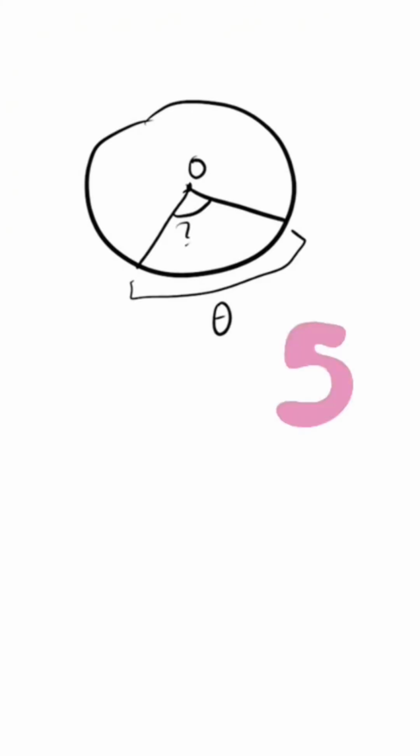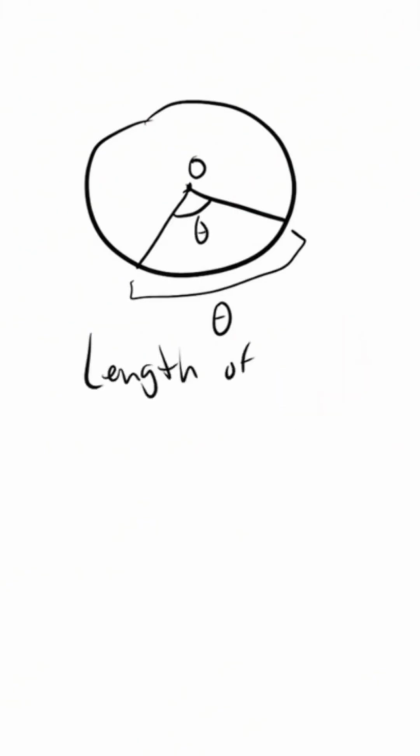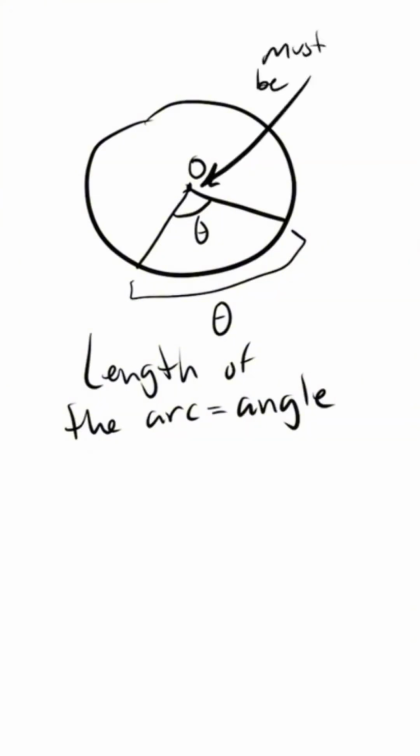Next, if we have a similar setup where the center of the circle is O and radii are coming out, if the length of the arc as shown is theta, what is the angle as shown? If you said theta, you would be correct, and this is true for all angles, meaning that the length of the arc is equal to the angle as shown. It is important to note that the point O as shown must be the center.